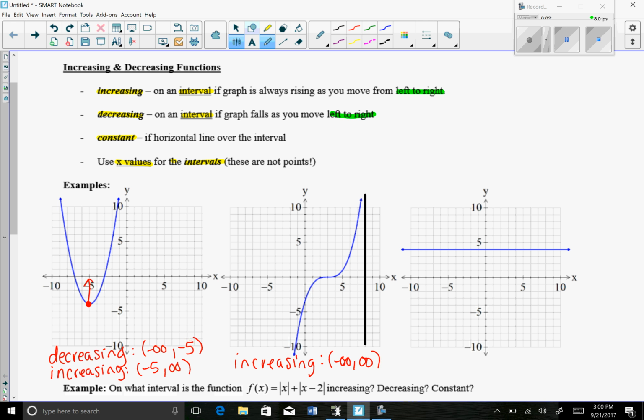And then the last graph that we have is just a horizontal line. So for this last graph, this is just going to be constant on the interval from negative infinity to infinity.